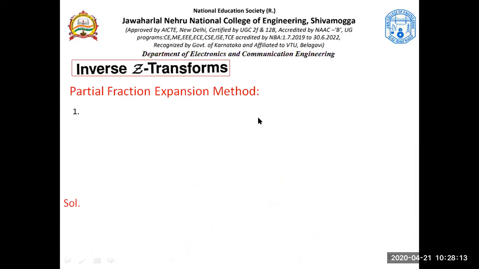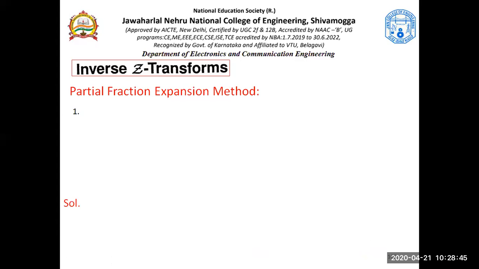Fine. Now let's get into inverse Z transforms. Till now, what we have seen is Z transforms. Now we shall see the inverse Z transforms. What is inverse Z transform? Till now, X of n used to be given, and we used to apply Z transform on that to get X of Z. Now they'll be giving us X of Z along with the ROC.